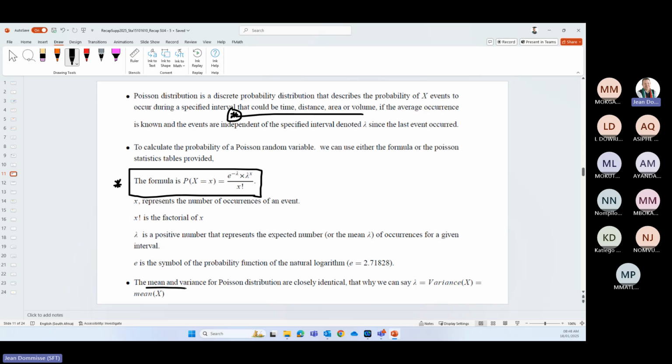The other thing about the Poisson that's different to any other distribution is that the mean and the variance are exactly the same. Okay, and they are then also the same as that lambda. So variance, mean, exactly the same.